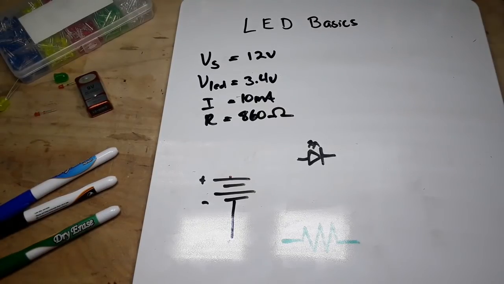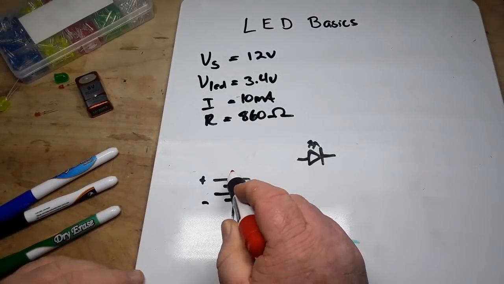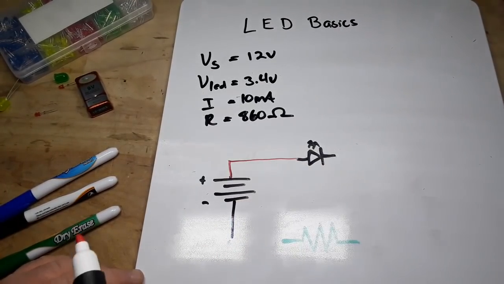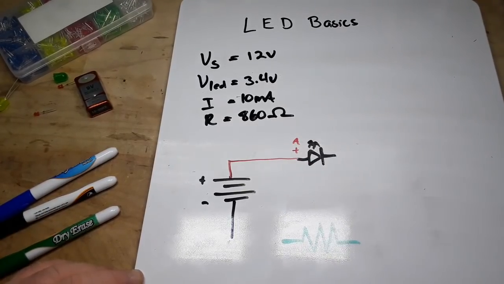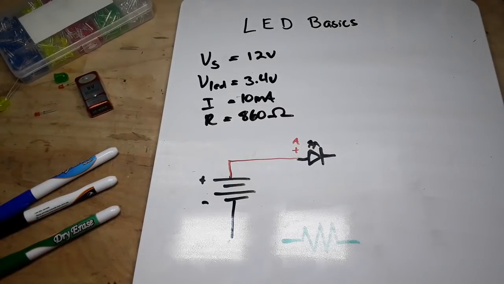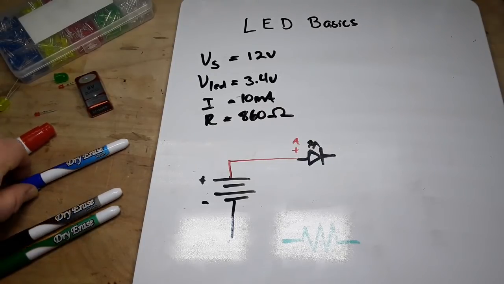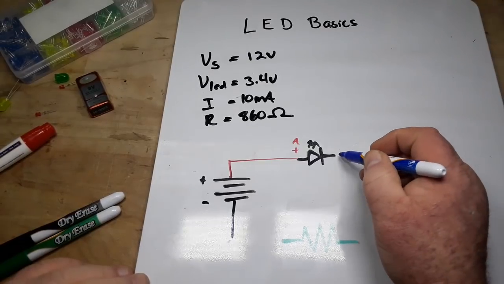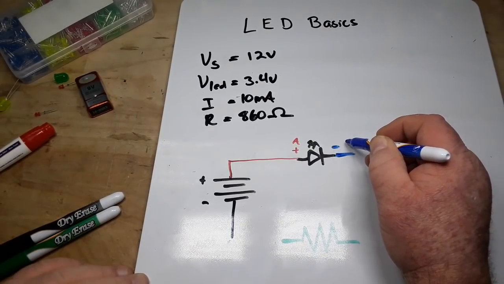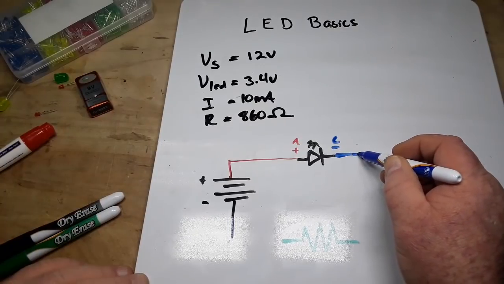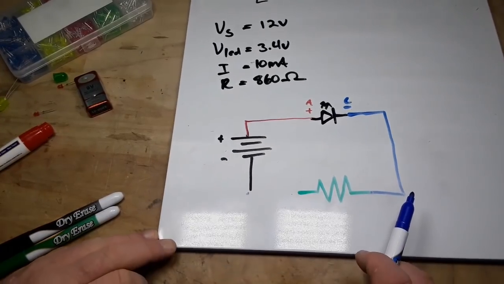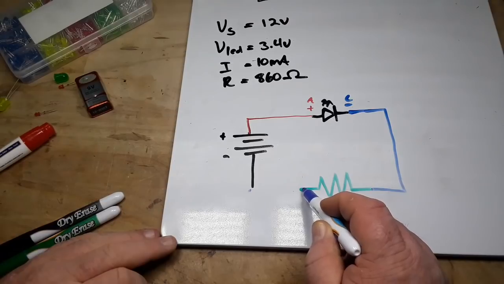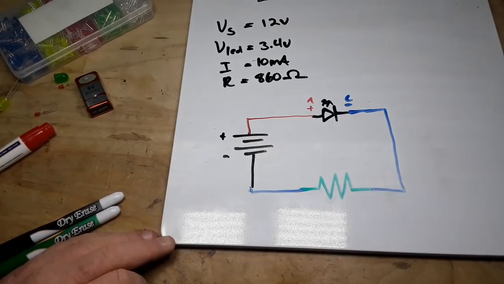All right. So we have the positive side of our battery going to the positive, or the anode, of our diode. And then we have the negative side, or the cathode, going to either side of a resistor. And remember, to have an electric circuit, we must have a complete circle. The electricity must be able to get back there and complete the circuit. Boom.